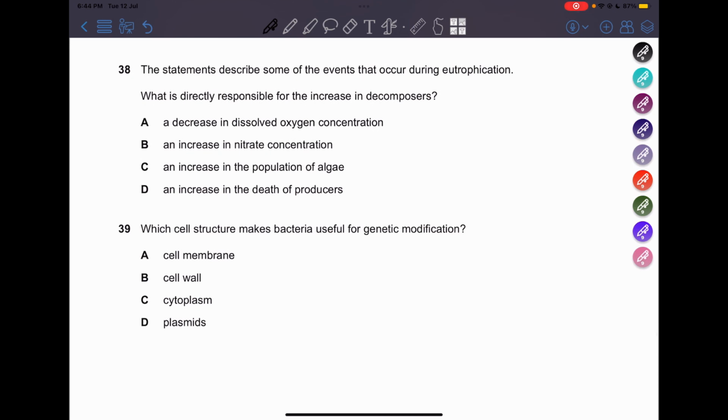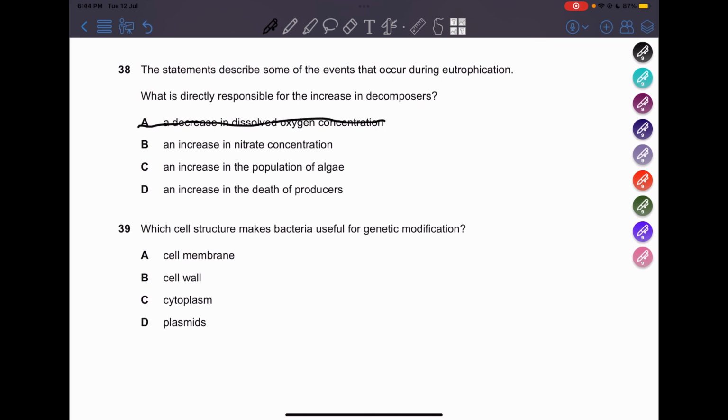38. The statements describe some of the events that occur during eutrophication. What is directly responsible for the increase in decomposers? Now, we know that in eutrophication, the decomposers actually increase when a plant dies. So let's check the options. A says a decrease in dissolved oxygen concentration. This is actually not responsible for the increase of decomposers. This is actually an effect of decomposers in the ocean.